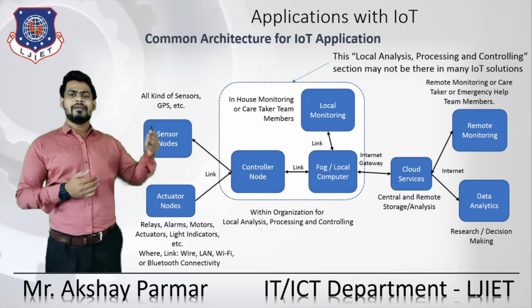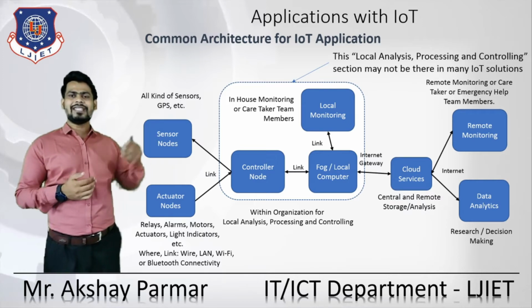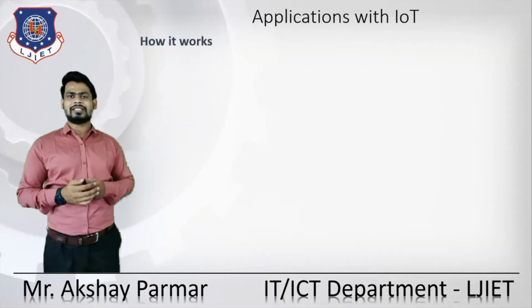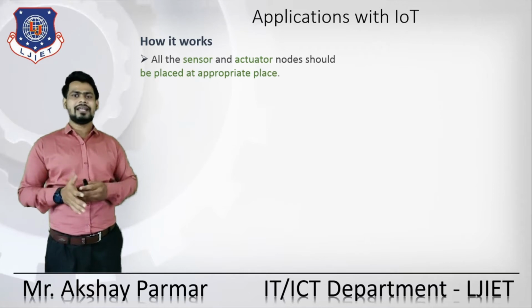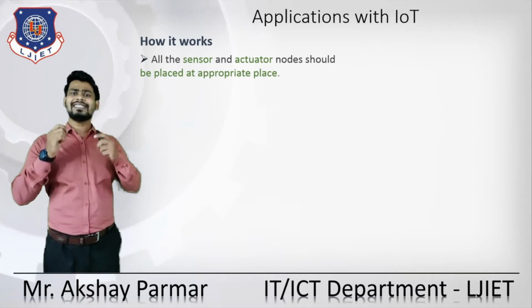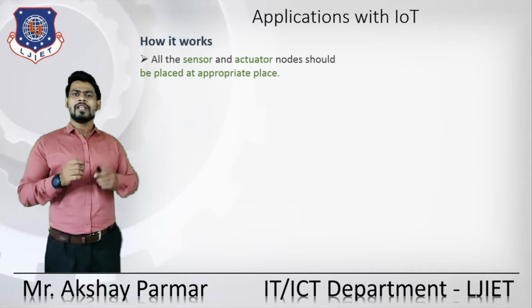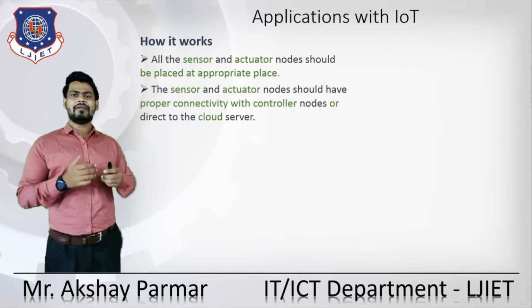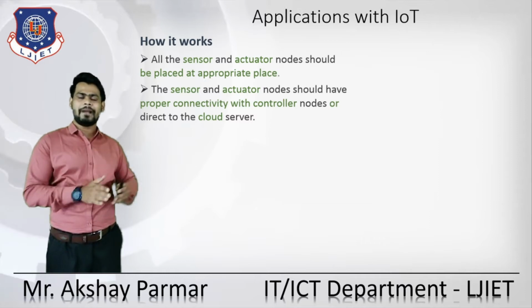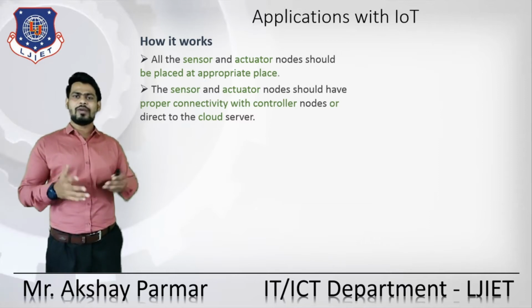So let's see the part of each and every module in this particular architecture, and how it works. The general architecture of the IoT: here we have sensors and actuators. All the sensor and actuator nodes should be placed at an appropriate place, so that by placing them appropriately, we can trace their surroundings.